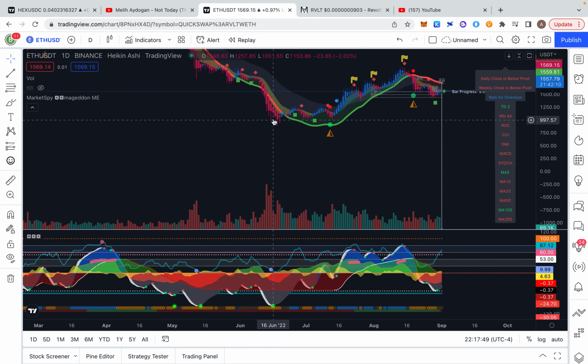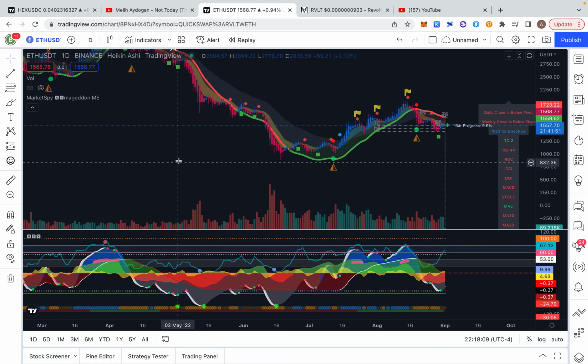Green dot, let's see. That was profitable. This one was not. This one was not. And then this one had another one, and that one definitely was not. That one you would have gotten slaughtered on.